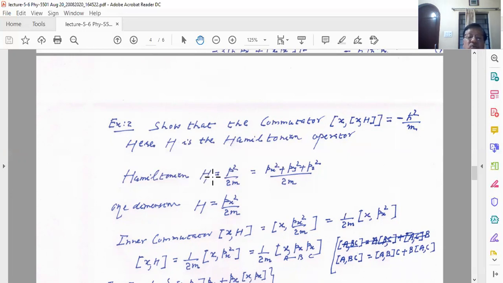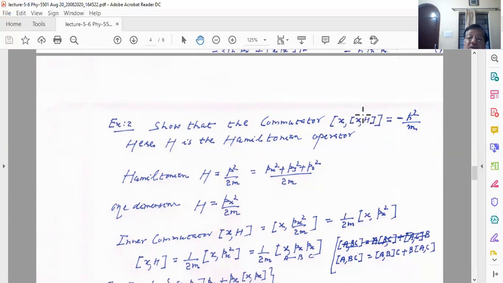So H is equal to p square by 2m, where p is momentum, and in 3 dimensions we write px square plus py square plus pz square divided by 2m. Our problem is about x. This particular problem is given in one dimension because we have a position operator x, representing the dynamical variable position x. So in one dimension the Hamiltonian is px square by 2m.